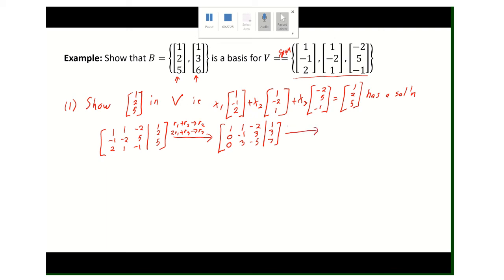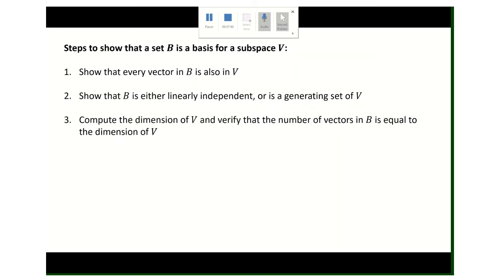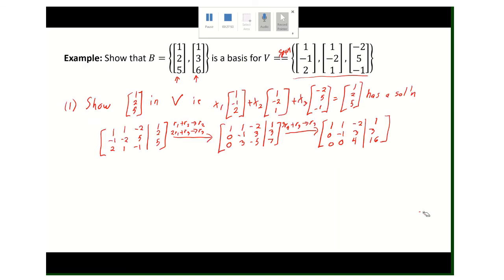Now I'm going to do row 2 plus row 3, my new row 3. 1, 1, minus 2, 1. 0, minus 1, 3, 3. And 3 times that plus that is 9 minus 5 is 4. 9 plus 7 is 16. So at this point, I've gotten it down to echelon form, and that is enough to show that there is a solution.